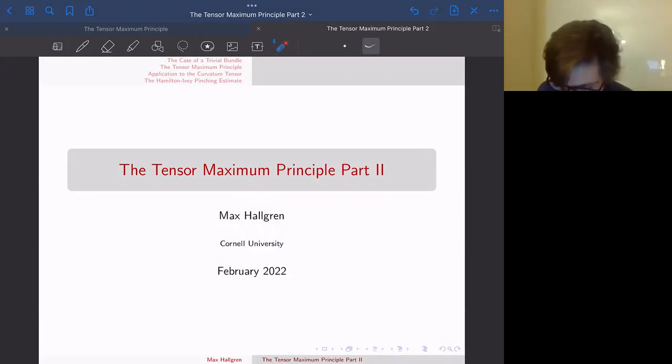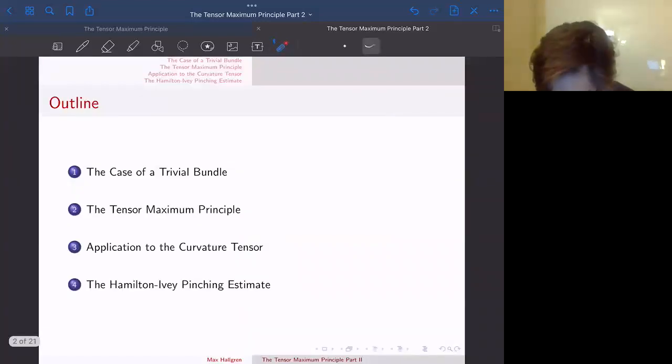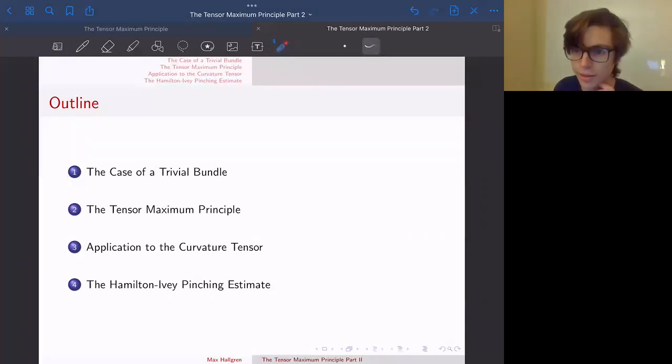Thank you, Tim. So today the outline is we're first going to give a bit more of a down-to-earth version of the tensor maximum principle. And that's really going to be sufficient for our applications to Ricci flow and 3-manifolds. So we're going to first prove a simple version of this in the case where our vector bundle is trivial. And then we'll prove the more general tensor maximum principle, but this proof won't be much more than the first case.